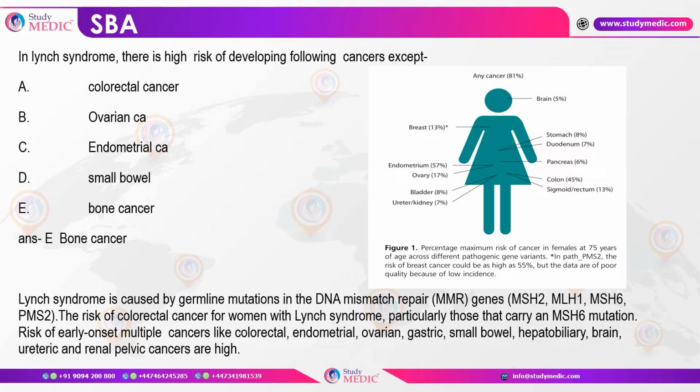Ovarian is 17%. The commonest mismatch repair genes associated with Lynch syndrome are, in order of decreasing frequency, MSH2, MLH1, MSH6, and PMS2.